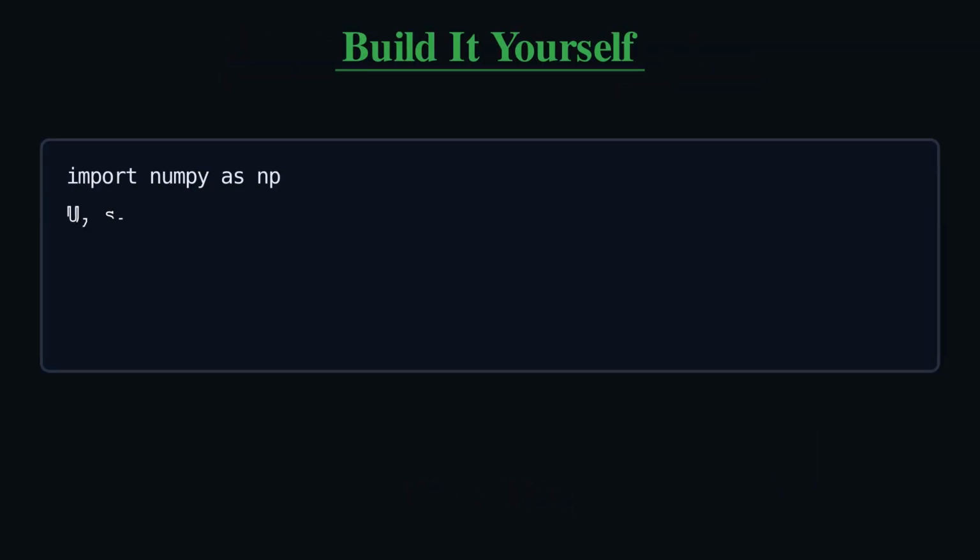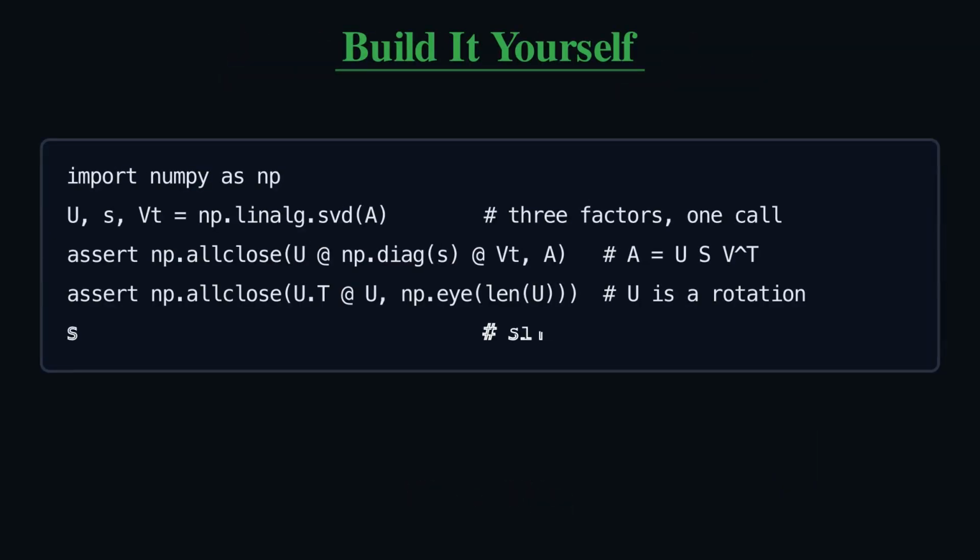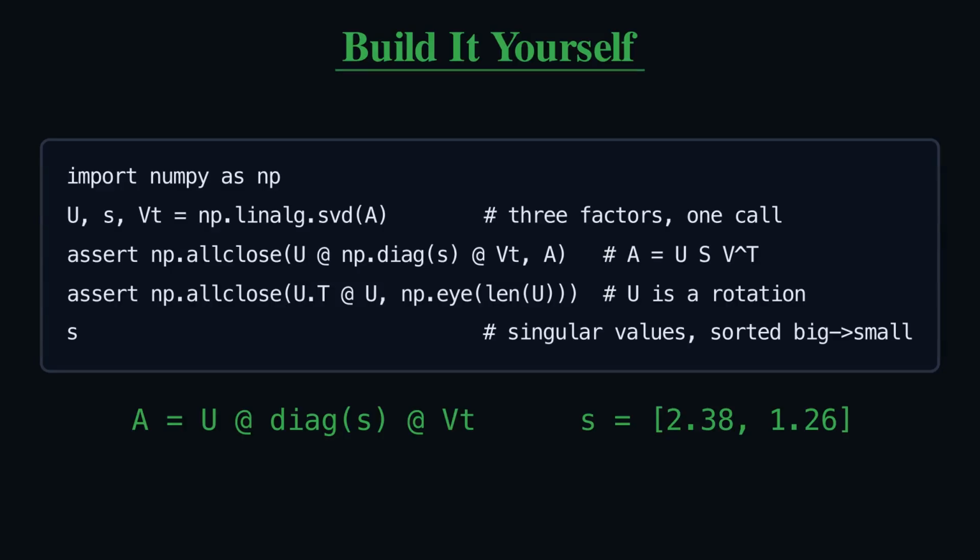One call gives you all three factors. Multiply them back and you recover A exactly. U and V are pure rotations. Their transpose is their inverse, and S is the ranking of directions. The full notebook is in the description.